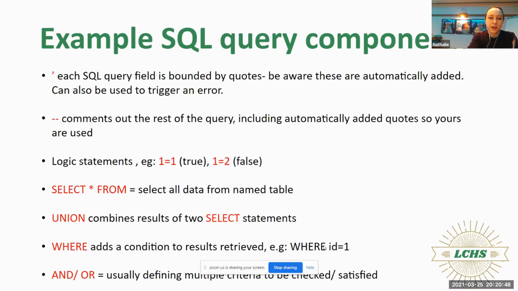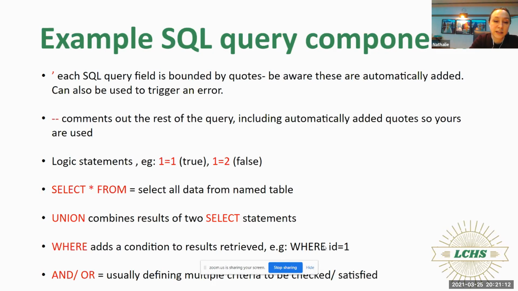The next one is the double dash, and that's a comment. What that does is when you include that in a string, the database will just ignore the rest of that query. So again, you can use that to manipulate queries that are being passed in, including quotes that are added when it's passed to the database. So it reads quotes that you've put in. It's really interesting to see that.